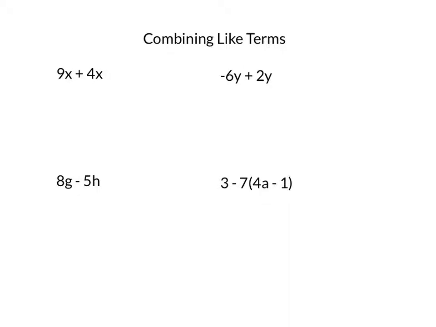So combining like terms, the word combine means to add or subtract. We don't mean multiply or divide. So combining is specifically adding and subtracting. It's specifically adding, but subtracting is adding the opposite. So adding and subtracting. Like terms refers to having the exact same variables raised to the exact same exponents.